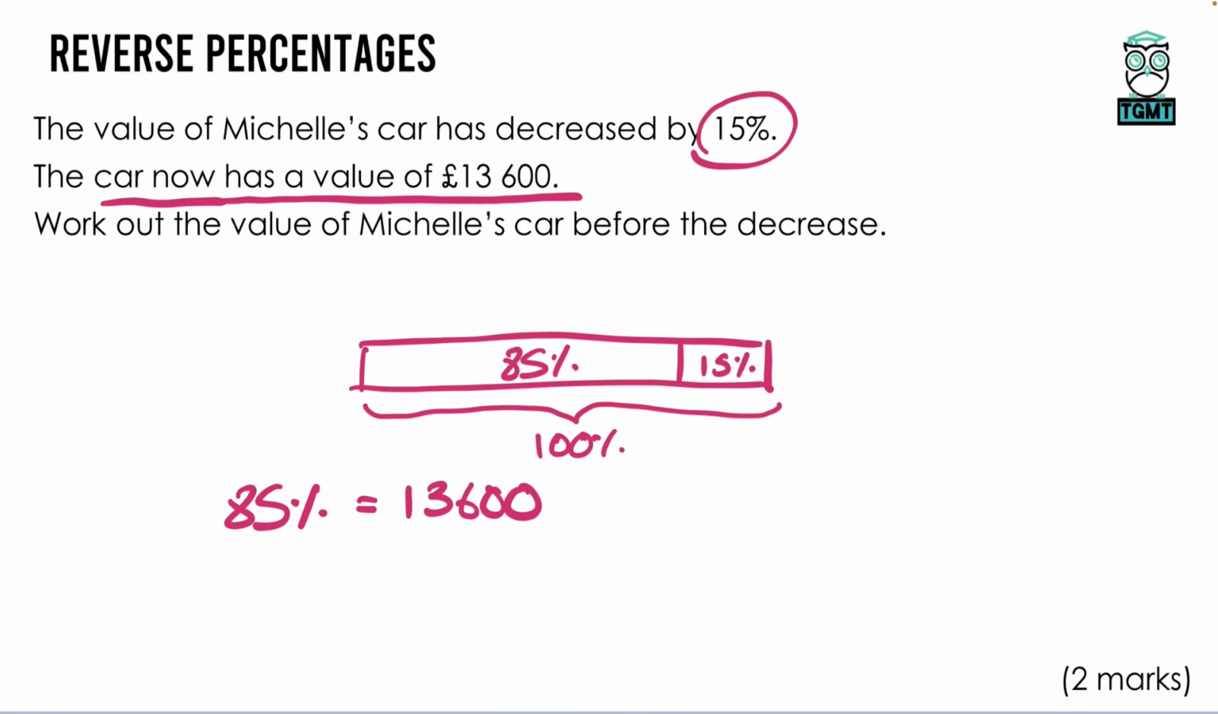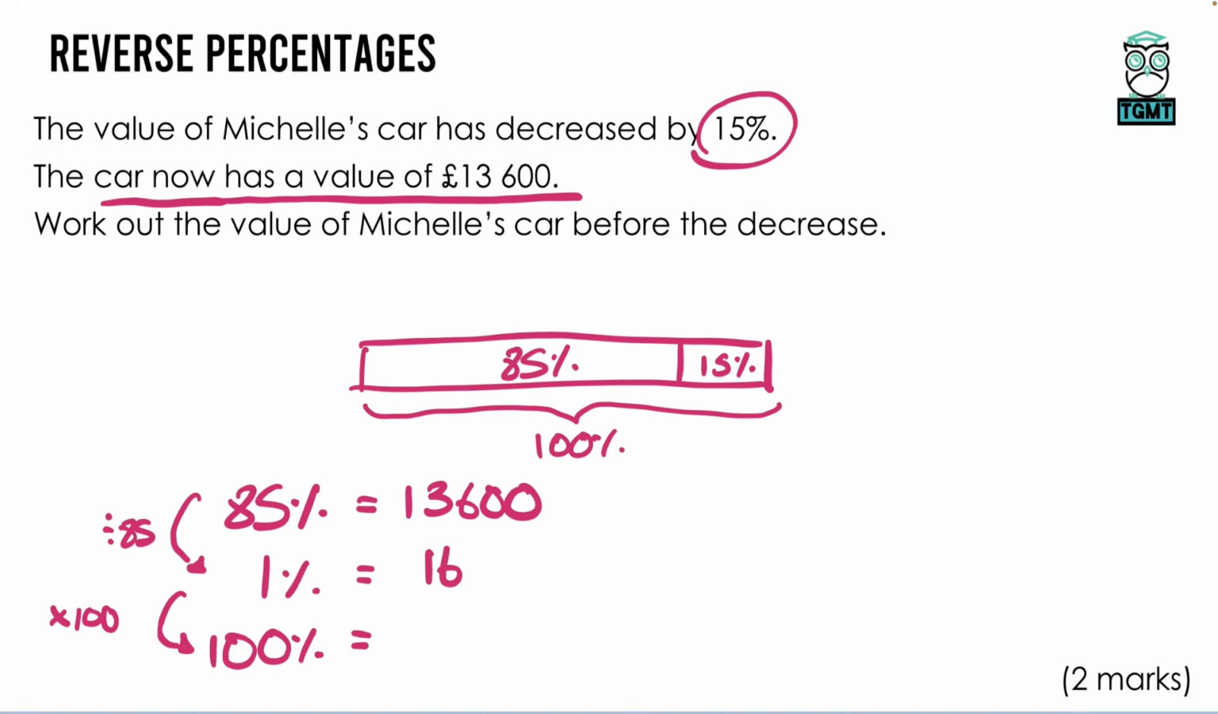We want to get back to the original 100%, and because we're using a calculator for this, we can divide down to 1%. So we can do that by dividing by 85 and then just timesing by 100, and that's going to get us to that original 100%. We can type that in the calculator. So divide by 85 gives us £160, and then times by 100, and that gives us £16,000, and that is our final answer there, £16,000.